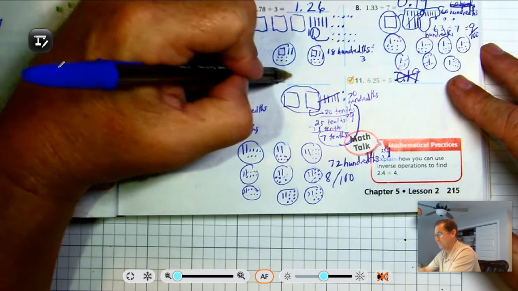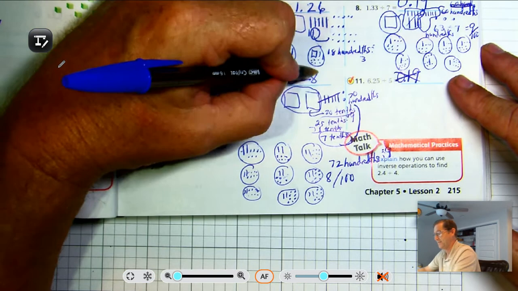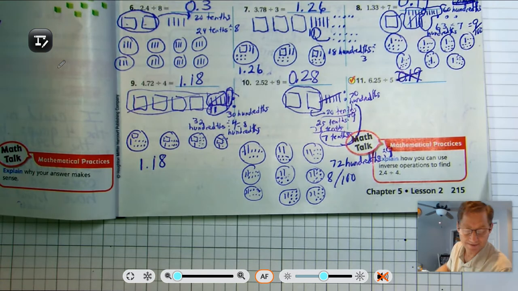So we have 2 tenths and 8 hundredths in each group. So 28 hundredths.